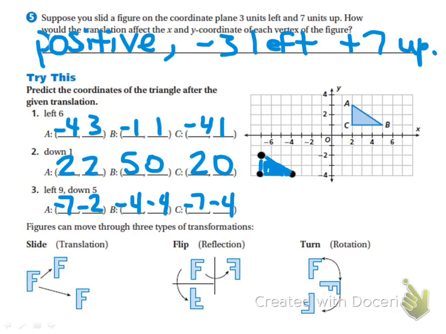Now, these are the 3 types of transformations, how things can move. So there's a slide, there's a flip, and there's a turn. This one, what we did was, did we do slides, flips, or turns? Slides. So primarily today, we worked on translations.